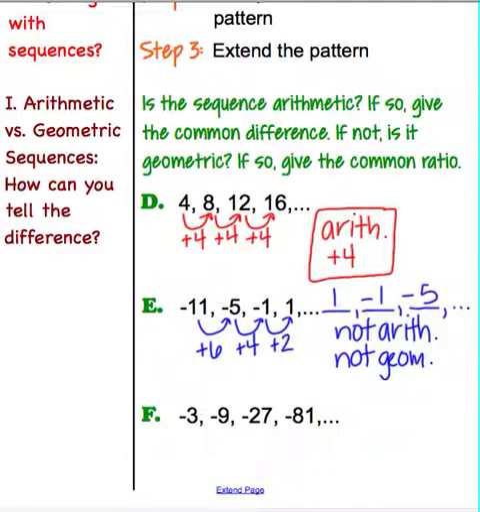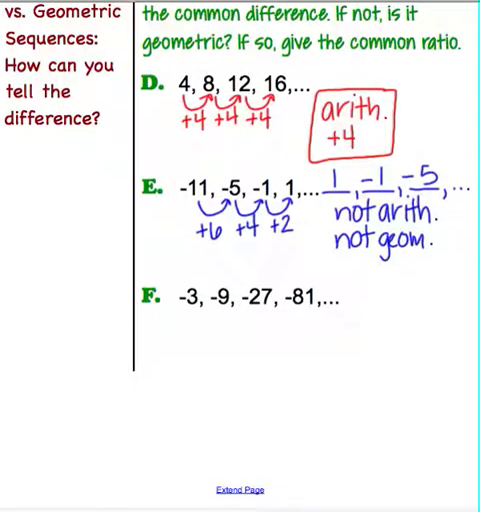Our next one here, I want you to take a minute and go ahead and solve it, and then press play again once you are done completing the problem. This problem here, to go from -3 to -9, that's -6. But to go from -9 to -27 is -18. So we don't have a common difference. So this is not arithmetic.